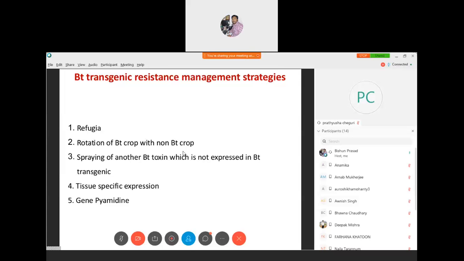So you keep doing the rotation, and this rotation will also help to delay the development of resistance against Bt genes. Then you can spray another Bt toxin which is not expressed in the Bt transgenic. Suppose you are expressing Cry1Ac, then you can spray a Cry2Ab formulation. So this will also help in killing the insect effectively.